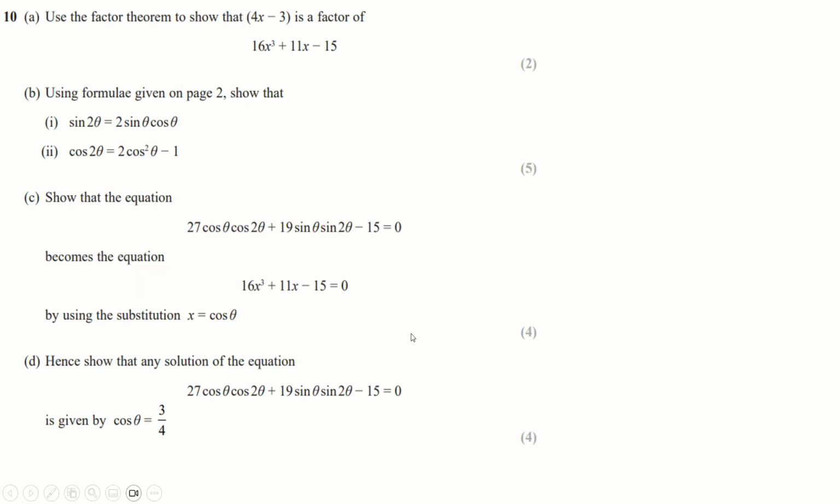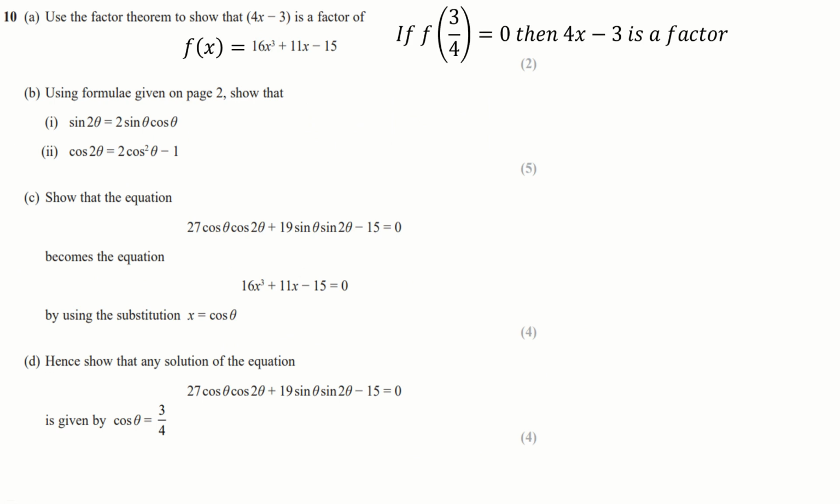Anyway, 10 then. So factor theorem works both ways. So to show that this is a factor, you could just say, well, f of 3/4 is 0. If f of 3/4 is 0, then 4x minus 3 is a factor because 3/4 is a thing that solves that. Usually you do that the other way around, but factor theorem works both ways.